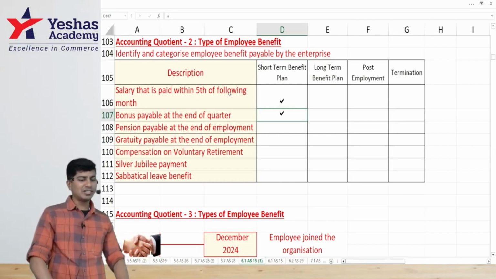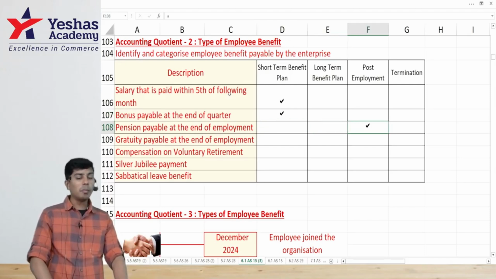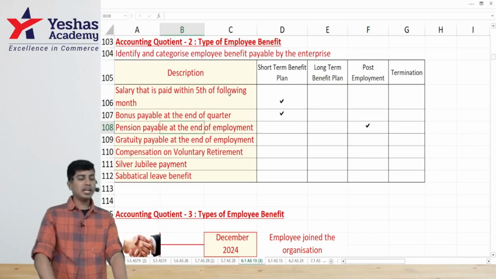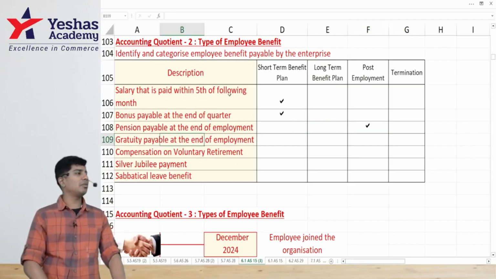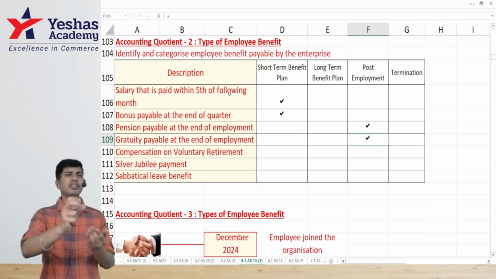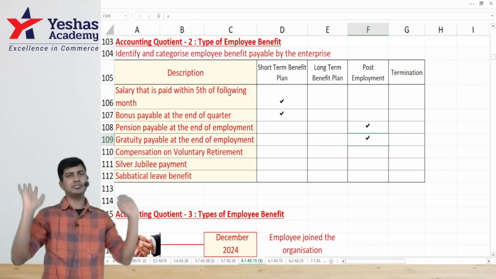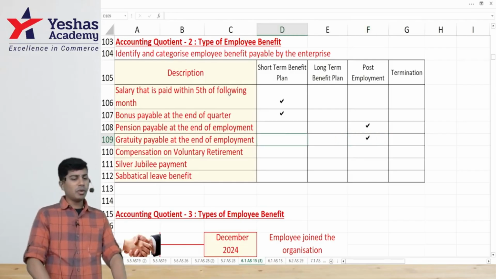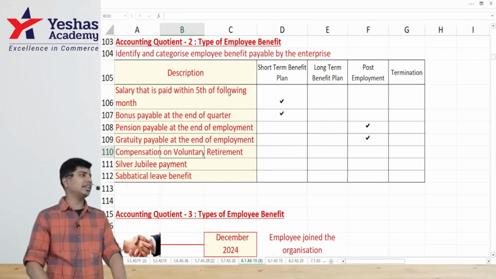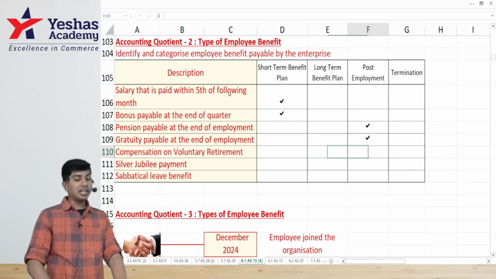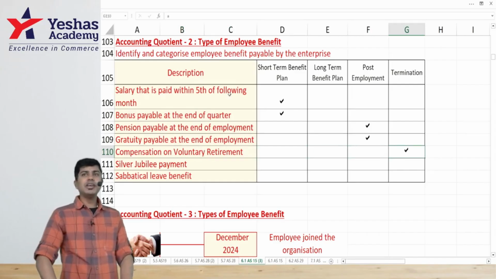Read the next one. Pension payable at the end of employment. Long term. Termination. No, post-employment. How about gratuity payable at the end of employment? Sir, pension or gratuity, any difference? Pension, little money every month. Gratuity, lump sum money one time. How about compensation on voluntary retirement? Termination.